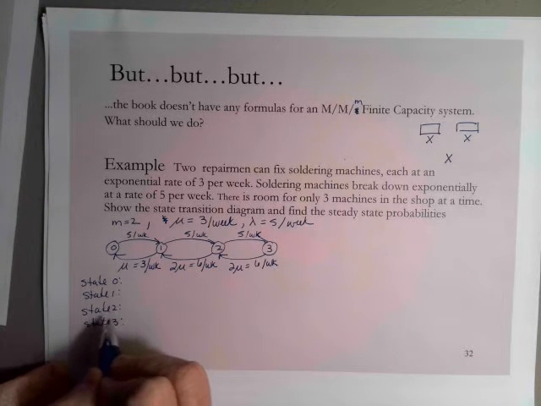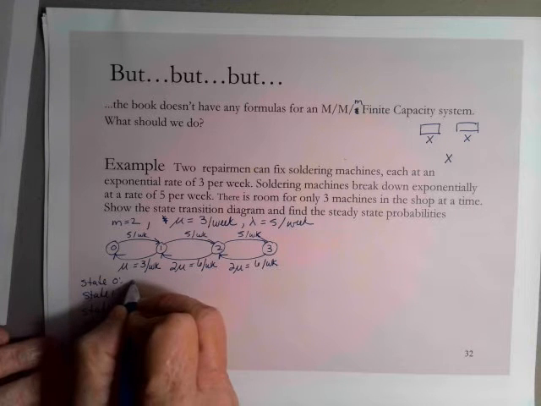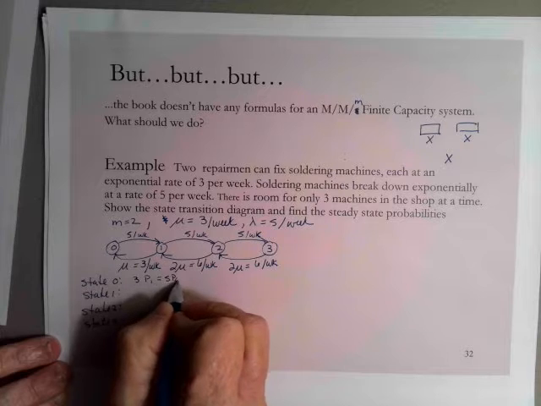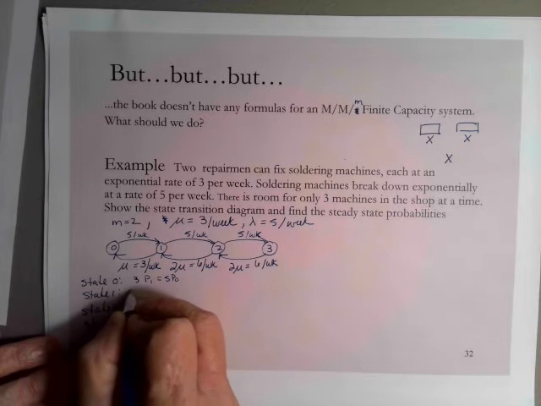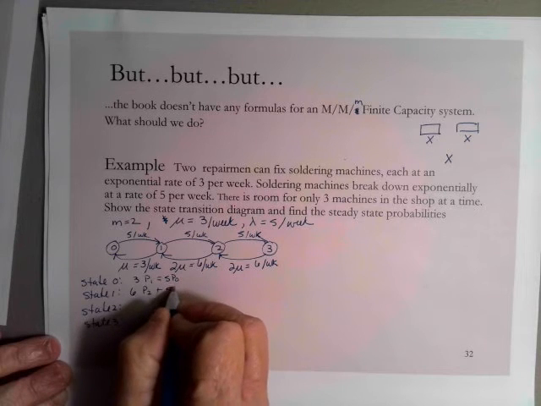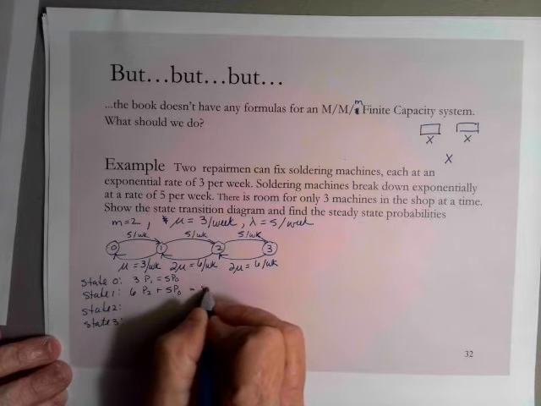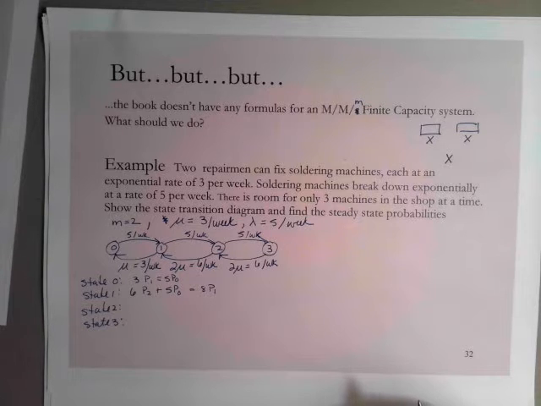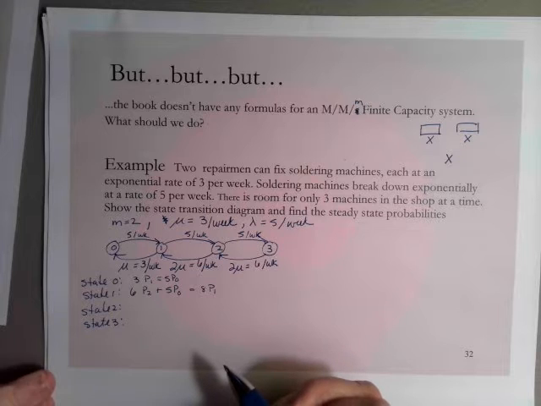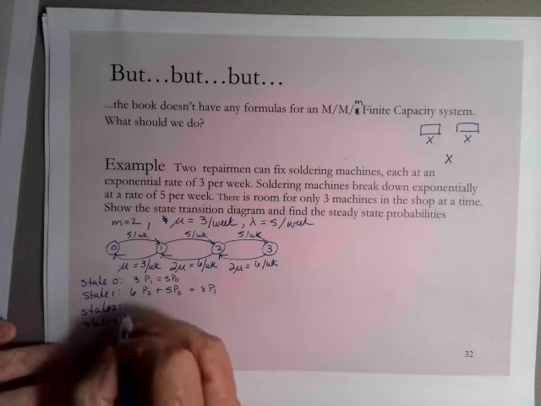So for state 0, if I set this up, I'm going to have 3 P1 equals 5 P0. And then for state 1, we'll have 6 P2 plus 5 P0 equals 8 P1. Something you might want to do, if you've never done this before, is pause the video right now. Do these yourself and see if they match what I actually write down, assuming I did it right.